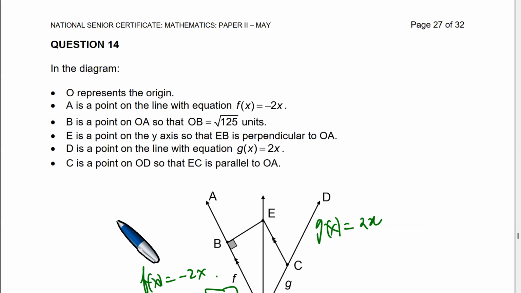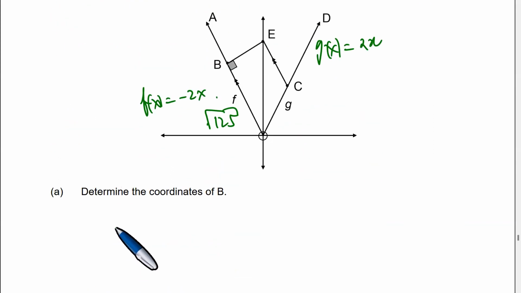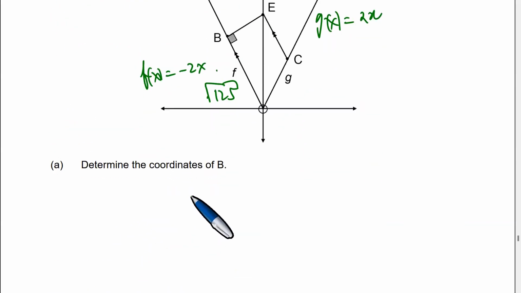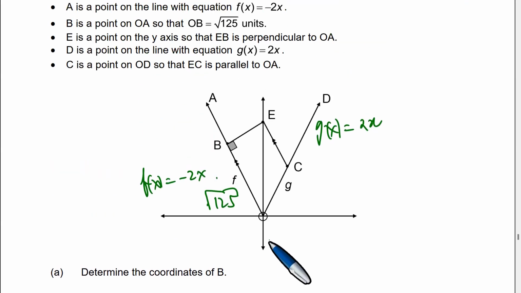Okay, we continue. Determine the coordinates of B. What are the coordinates of B? Sometimes the examiners are trying to be creative. Right, the coordinates of B there. What are the coordinates of B? Let's just find this.